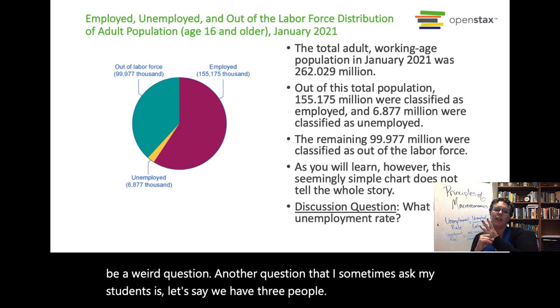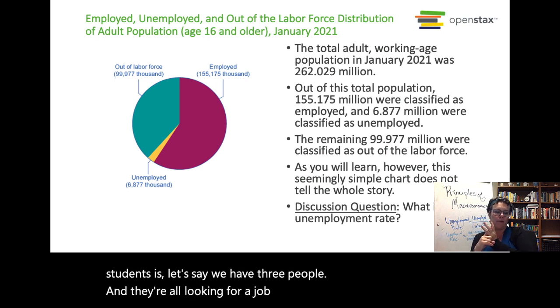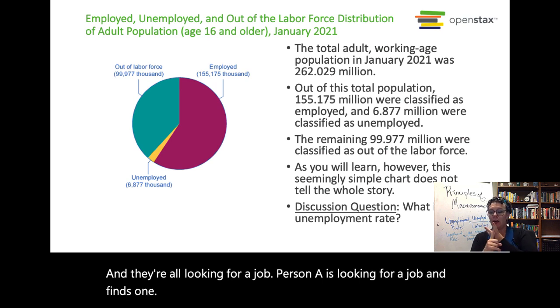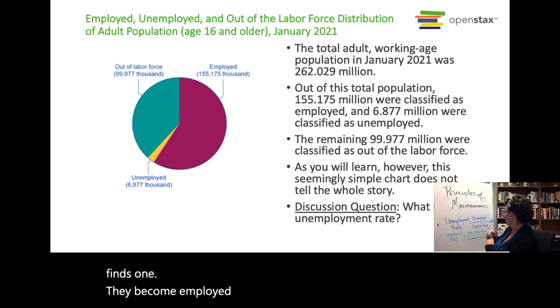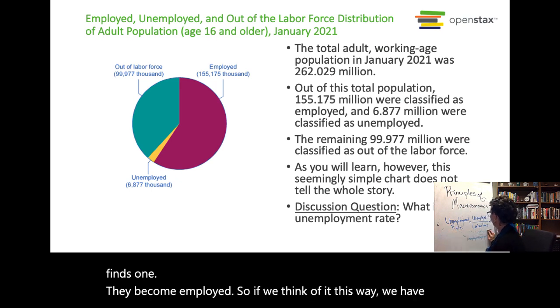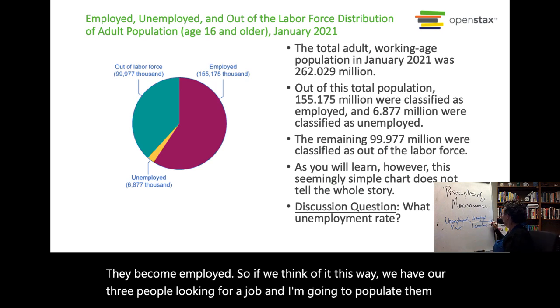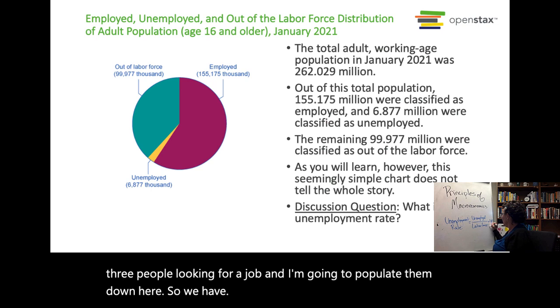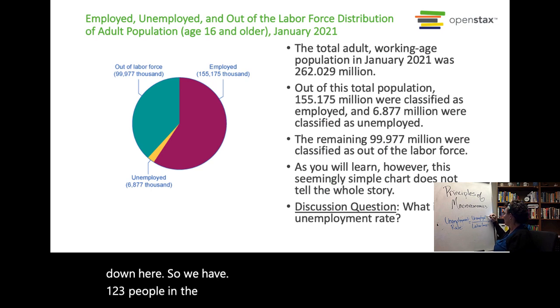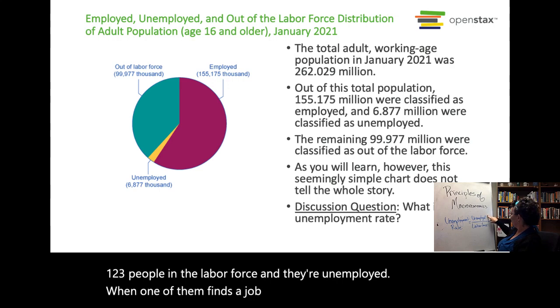and they're all looking for a job. Person A is looking for a job and finds one. They become employed. So if we think of it this way, we have our 3 people looking for a job, and I'm going to populate them down here. So we have 1, 2, 3 people in the labor force, and they're unemployed. When one of them finds a job, they go away from here and they come here.